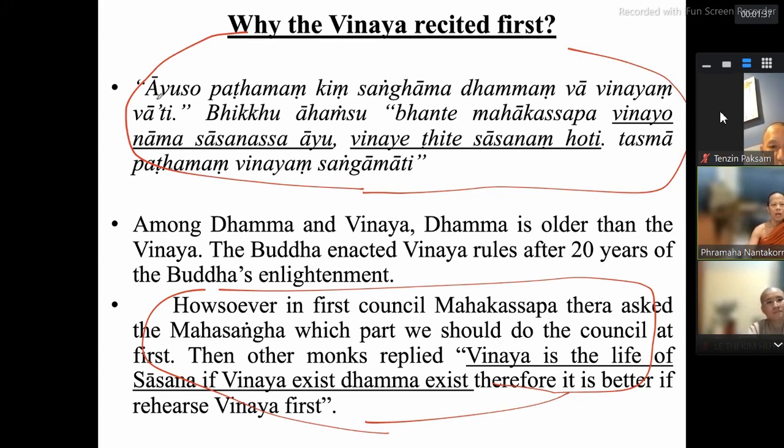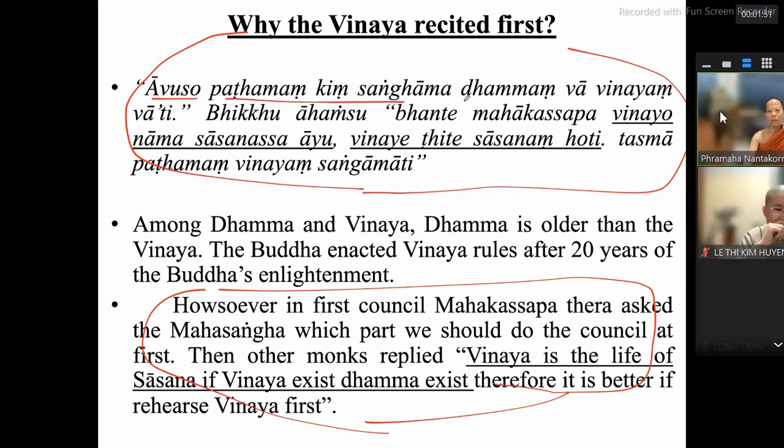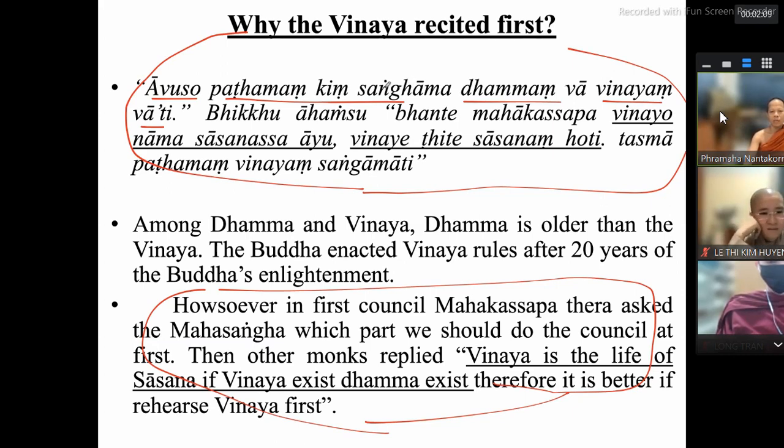See the Pali first. This is Venerable Mahakassapa's question in Pali: Avuso, Pathamam kim sangayama, Dhammam va Vinayam va? Among Dhamma and Vinaya, which one shall we recite first? Which one shall we rehearse first?